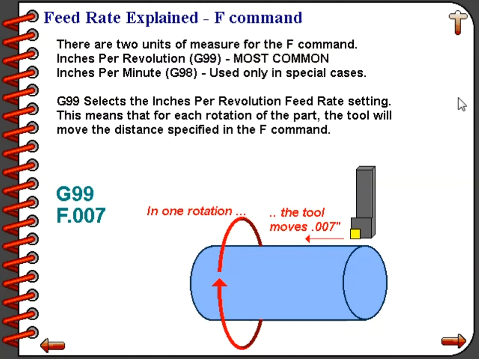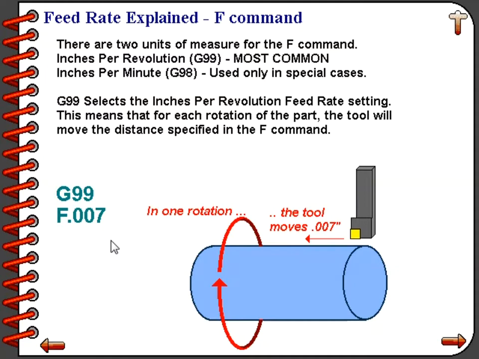This means that as the workpiece rotates, the tool will move forward a given distance. In our example below, in one rotation of the part, the tool would move forward 7/1000ths of an inch. That would mean our feed rate is F.007, F 7/1000ths. That is inches per revolution feed rate.